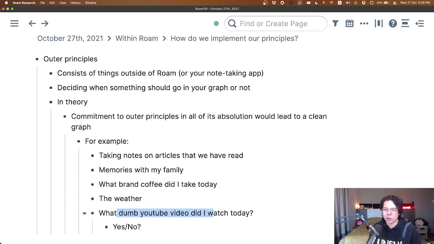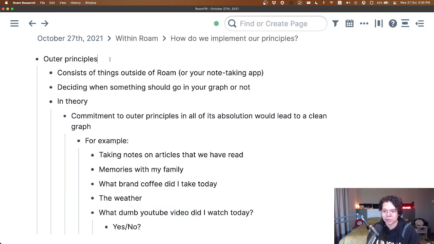This is when we start to question outer principles through the adjustment of our inner principles. Now, hold on to that thought because I want to also talk about inner principles for a second.